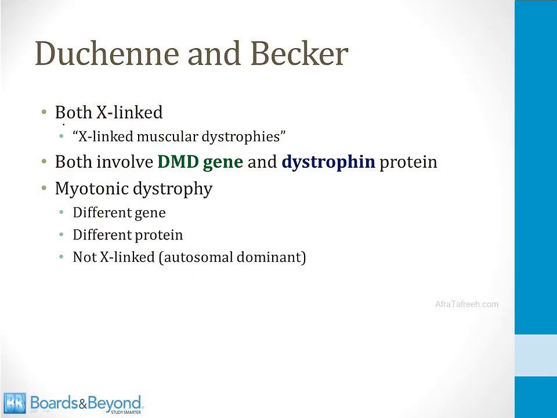So like I said before, Duchenne and Becker muscular dystrophy are often discussed together. One of the reasons for this is that they're both X-linked. In fact, they are often called the X-linked muscular dystrophies. In addition, they both involve a gene called the DMD gene, and they both involve a protein called the dystrophin protein. And you shouldn't confuse either of these muscular dystrophies with myotonic dystrophy. That disorder has a different gene, a different protein, and it is not X-linked, it is autosomal dominant.